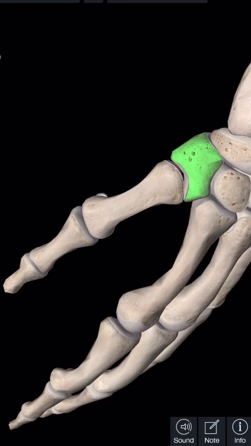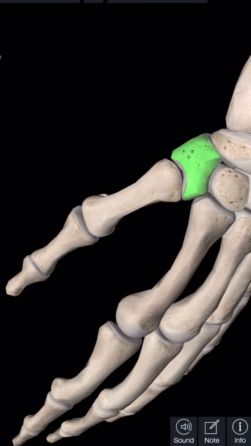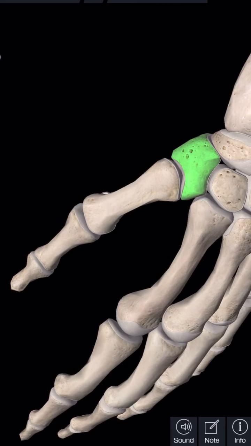The extrinsic thumb muscles include extensor pollicis longus, extensor pollicis brevis and abductor pollicis longus. Whereas the intrinsic thumb muscles include the five thenar muscles: opponens pollicis, abductor pollicis brevis, flexor pollicis brevis, adductor pollicis and first volar interossei.